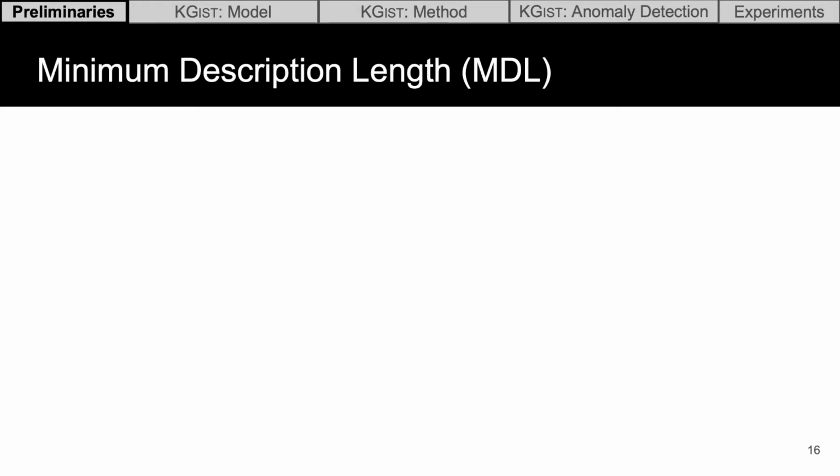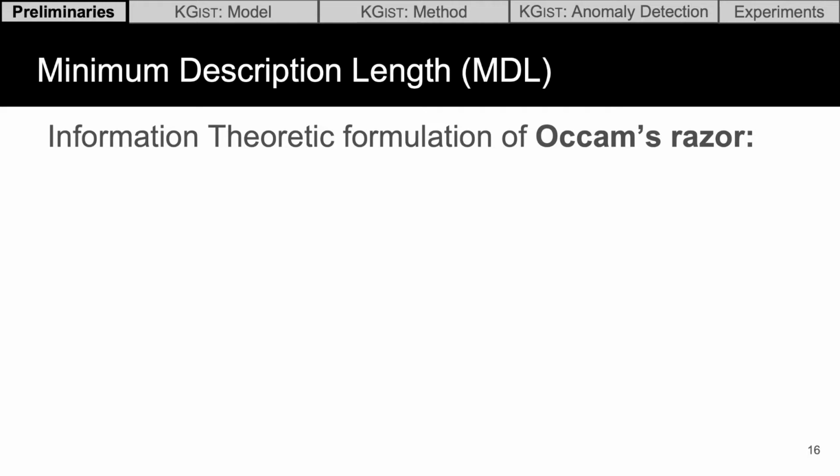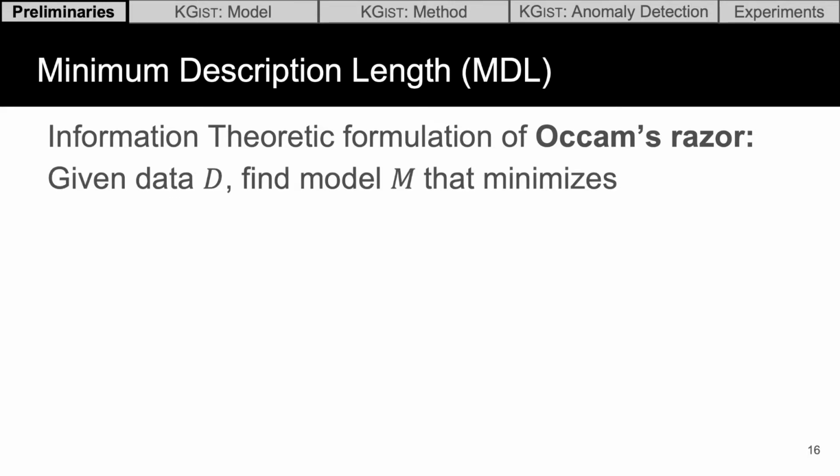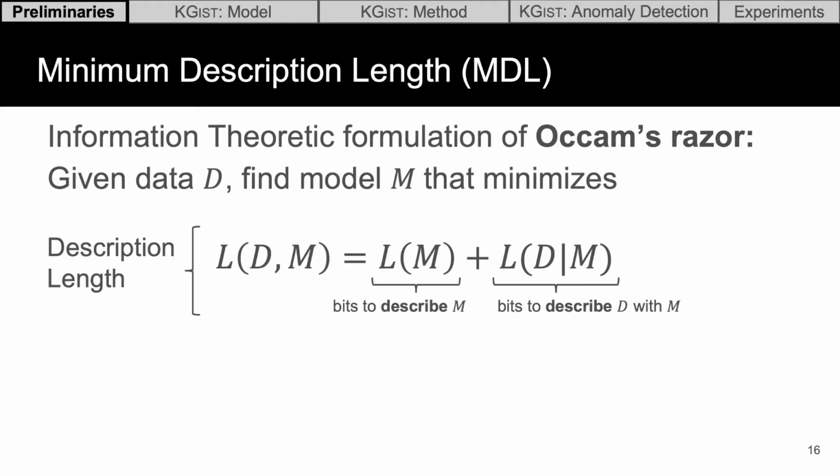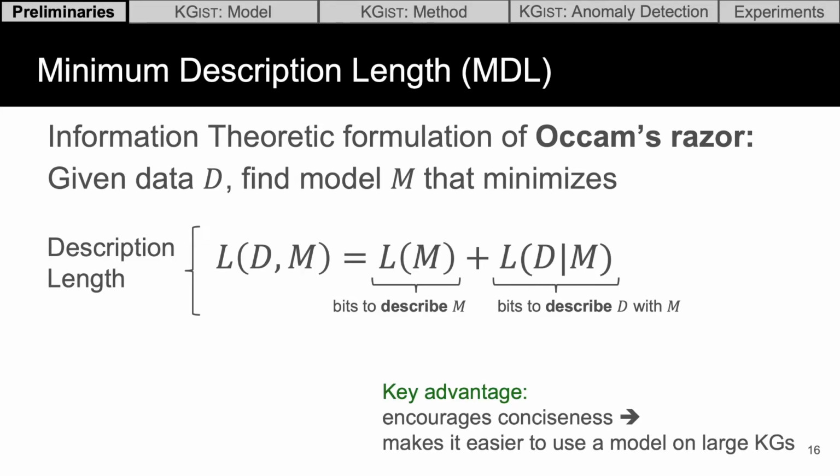The minimum description length principle is an information theoretic formulation of Occam's razor. It states that if we're given some data, which we'll call D, we would like to find a model M describing that data, and we would like the model that minimizes the description length. And the description length breaks down into 2 components. The first is the number of bits that we need to describe the model M, and the second is the number of bits that, given that model M, which describes the data, we need to describe the data. This has a key advantage.